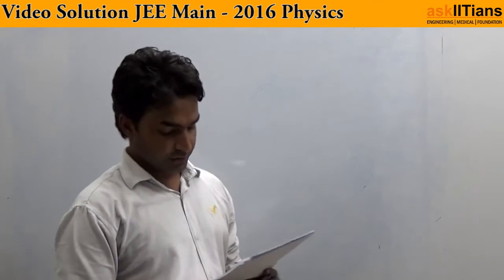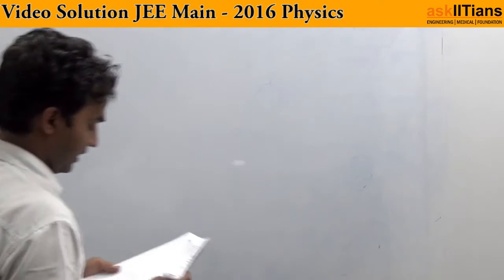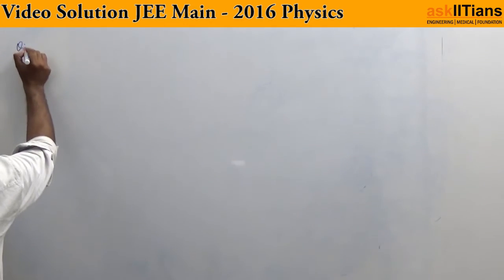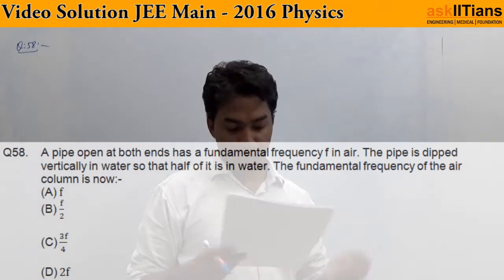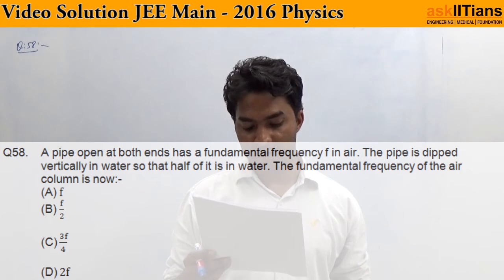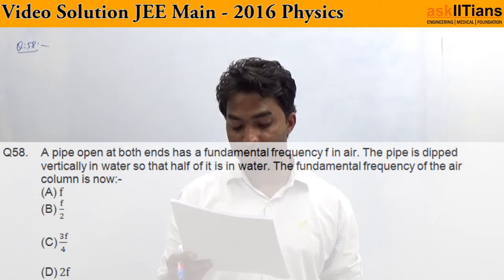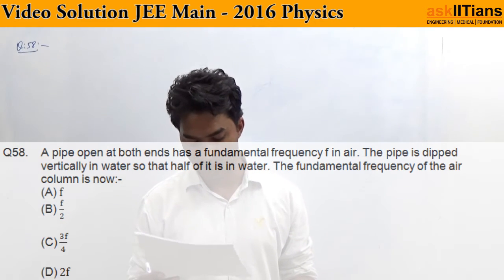After this, we would like to discuss the next question, question number 58. Question 58 is a simple question taken from sound mechanics. A pipe open at both ends has fundamental frequency f in the air. The pipe is dipped vertically in water so that half of it is in water. The fundamental frequency of the air column is now.